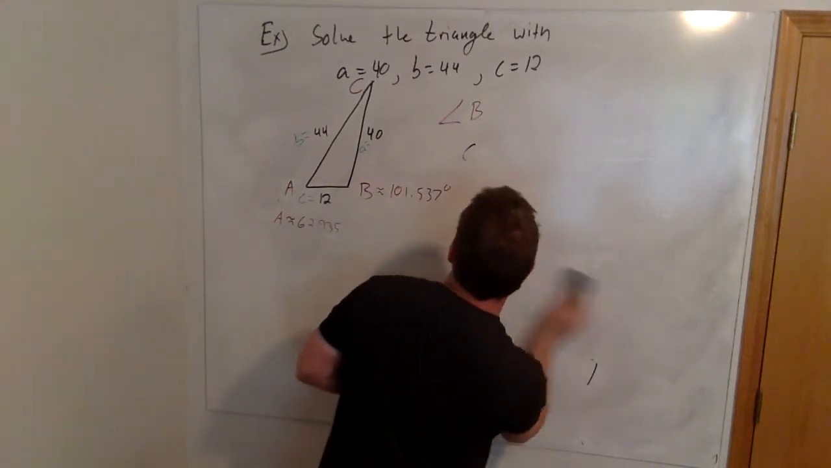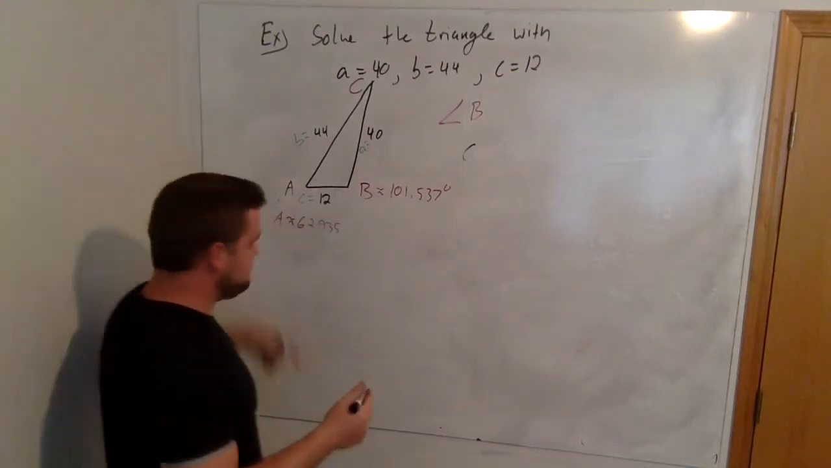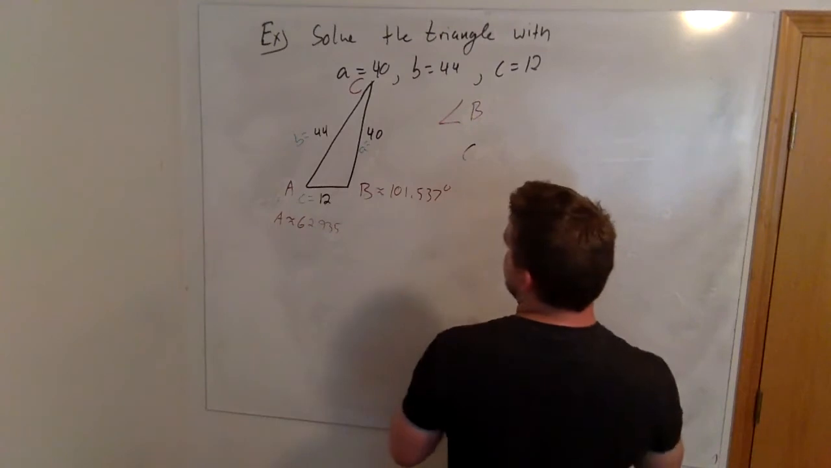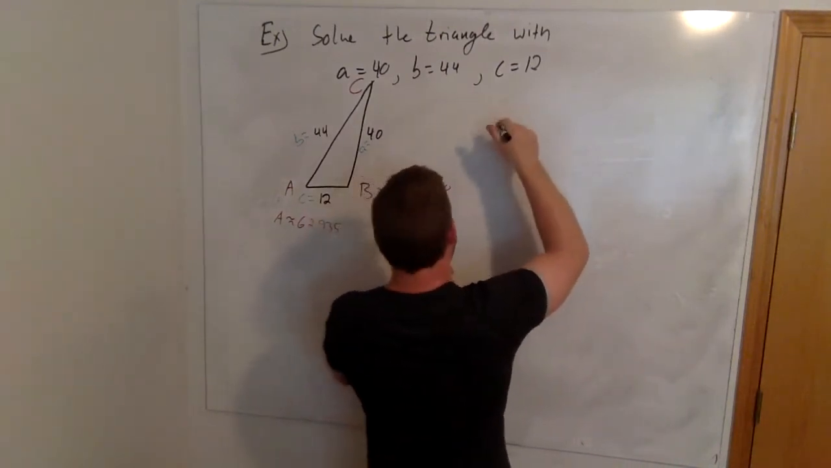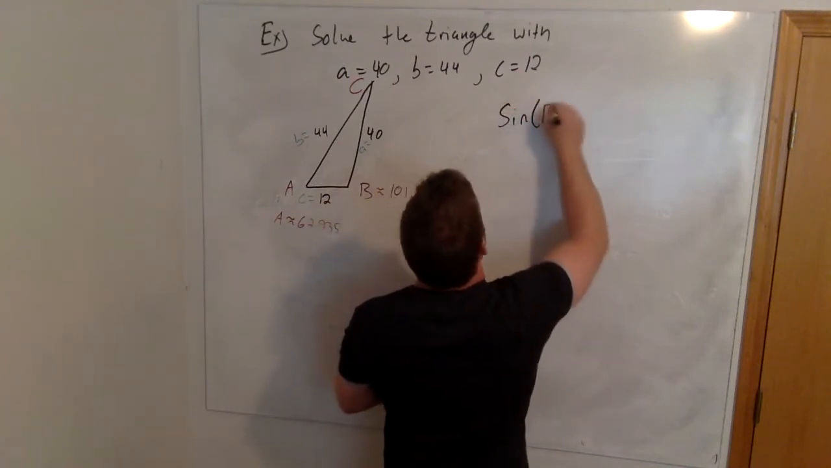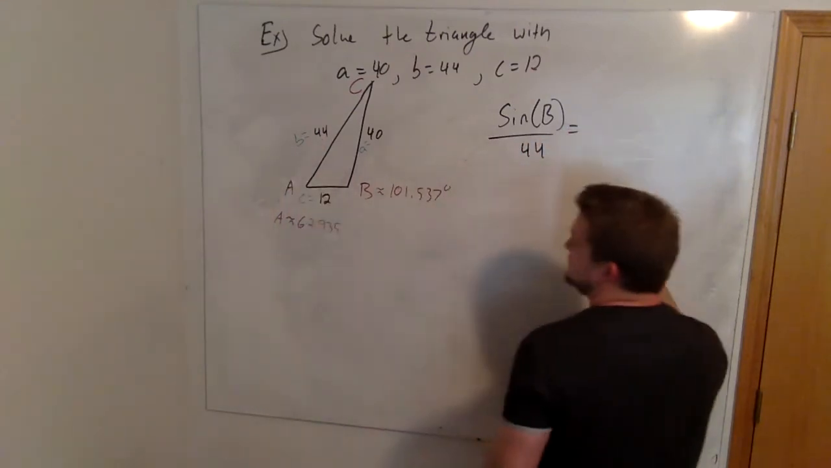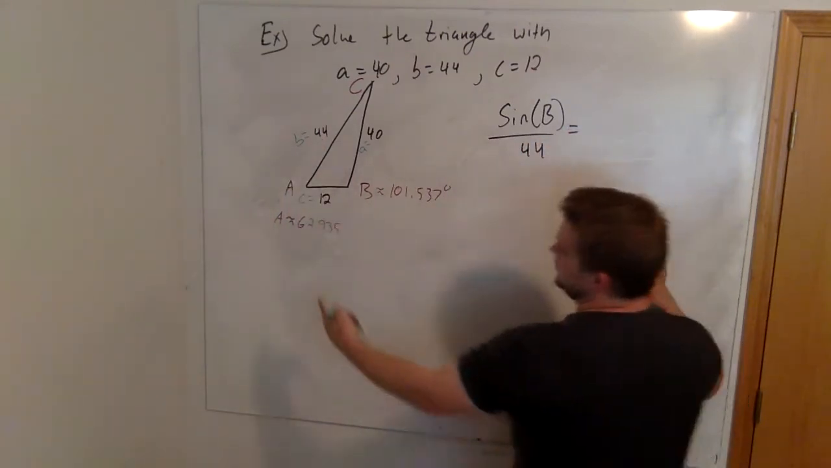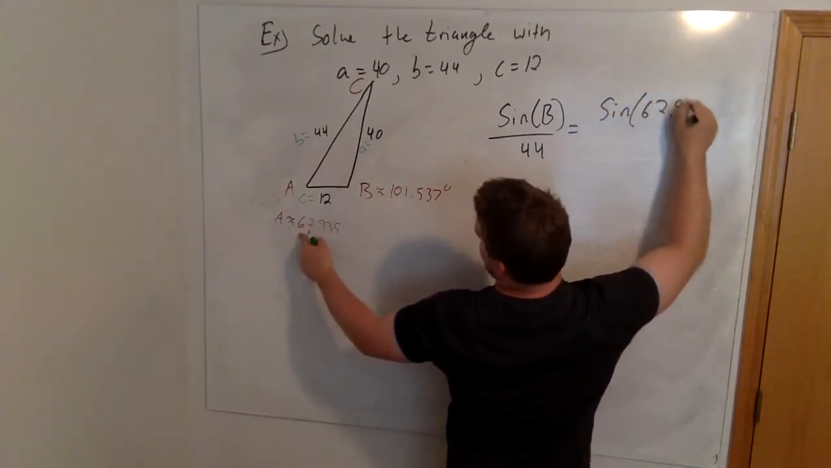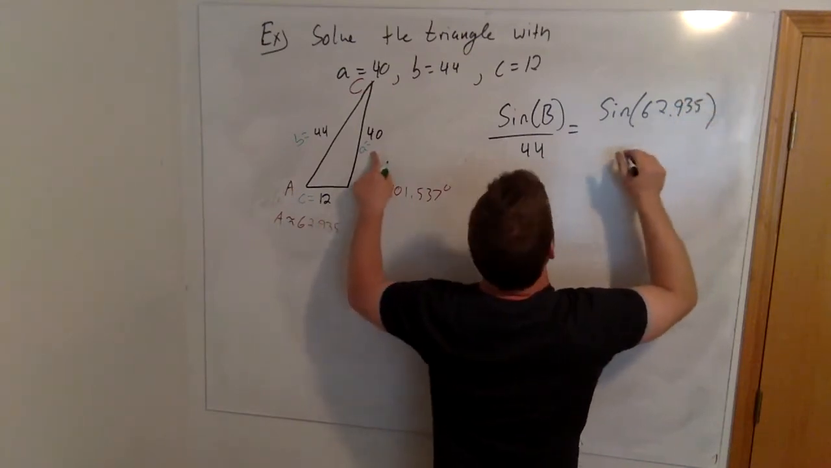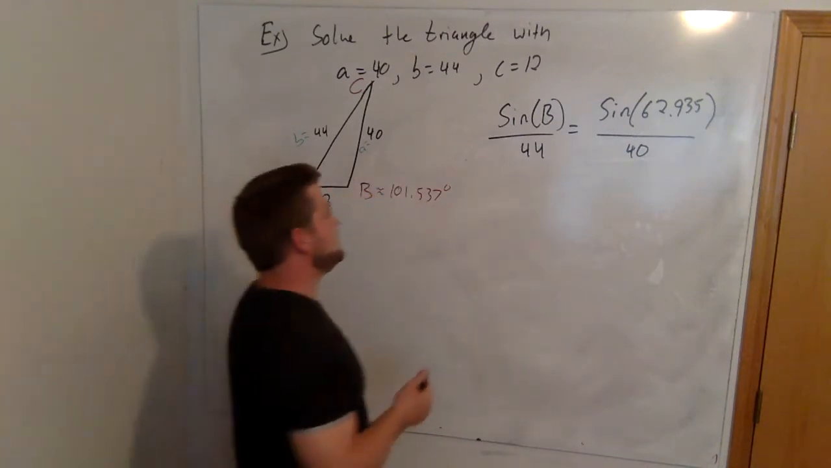So let's just say that we tried to use the law of sines to find B here. We first found angle A. If we were trying to find angle B, we could set up the sine of B over 44 equal to the sine of A, which we got to be 62.935, over its opposite side, 40. So we could solve for B here.